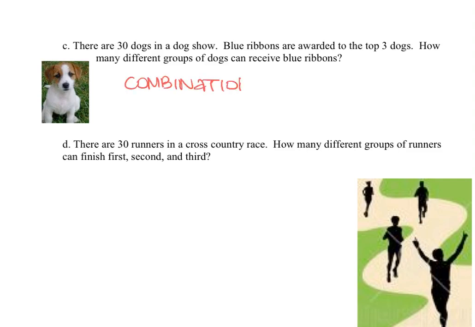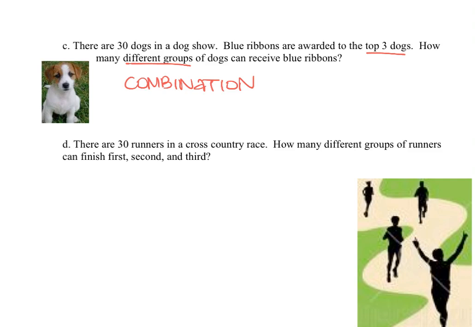What makes this a combination is that it's asking for the top 3 dogs and you're looking at the groups of dogs. Now, if this problem had said there are 30 dogs in a dog show and blue ribbons are given to first, second, and third place, that would make it a permutation because it matters if I get first or if I get third. The order matters. But in this one, it's just giving a blue ribbon to the top 3 dogs. So it's not ranking those dogs. It's just making a group of 3.